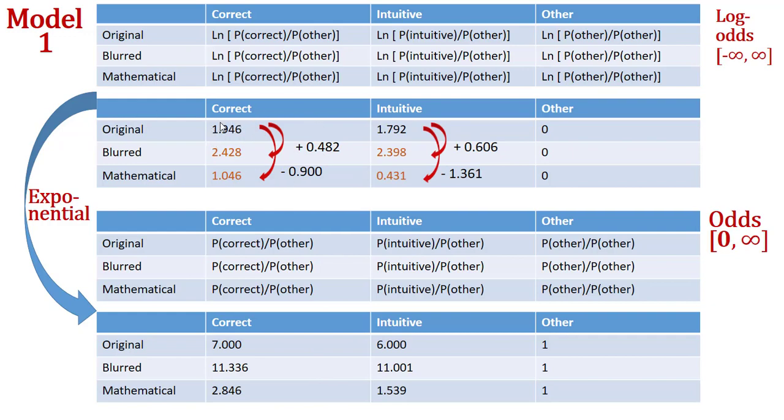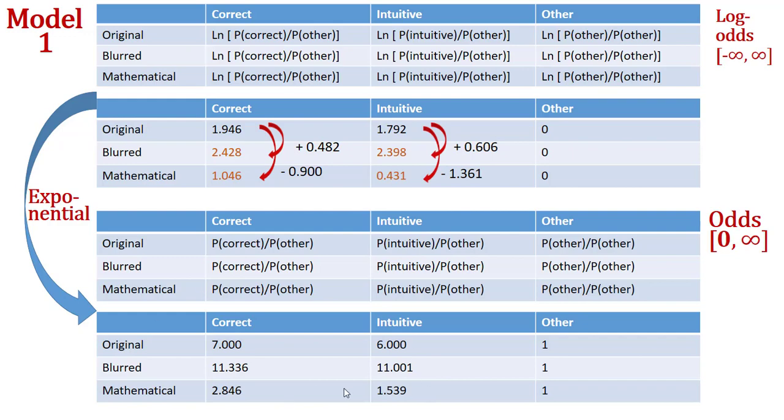Okay, so if we exponentiate, because in order to undo the logarithm you use exponentiation, this 1.946 transforms into 7. This 2.428 transforms into 11, and this 1.046 transforms into 2.846. Same with this: 1.792 transforms into 6, 2.398 transforms into 11, and 0.431 transforms into 1.539.